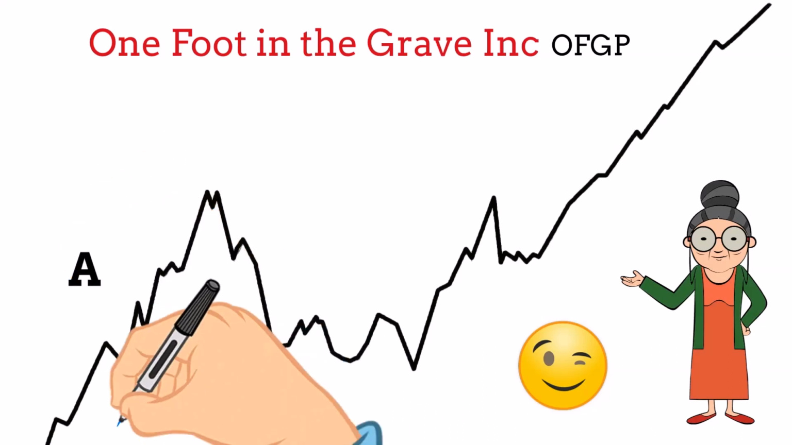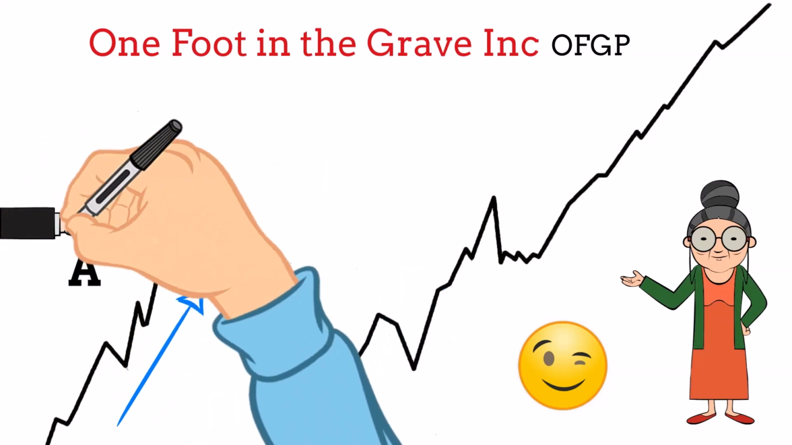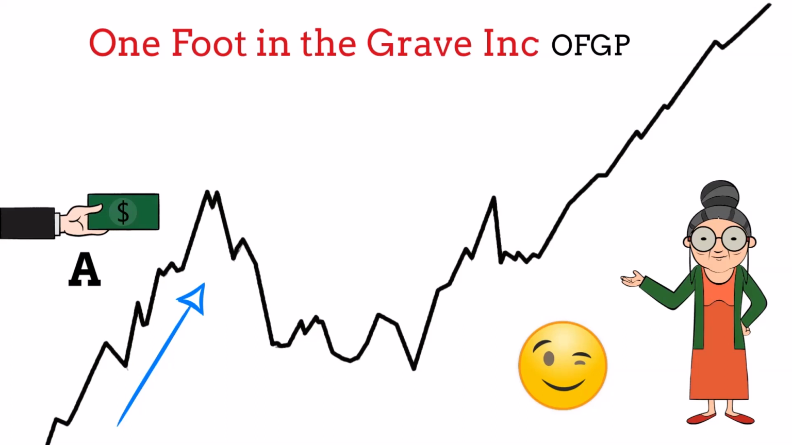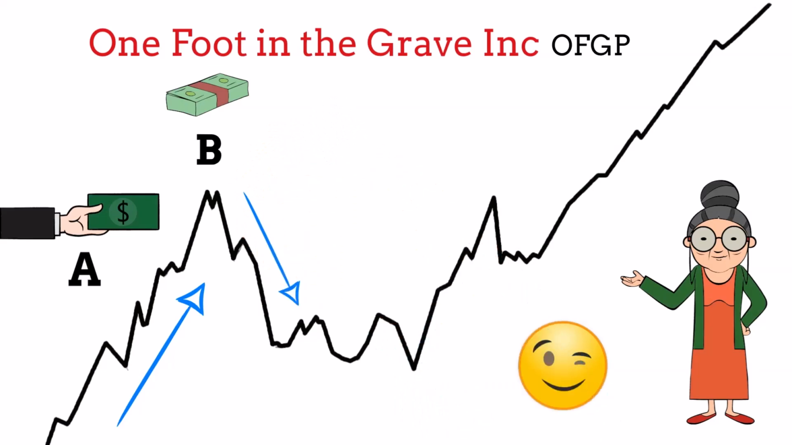At point A, the stock price is rising as ordinary investors want to get in on the action. This pushes the stock price higher. Then it stops at point B. This is where investors that bought at the beginning start to sell to get their profits. At this point, the stock price drops.